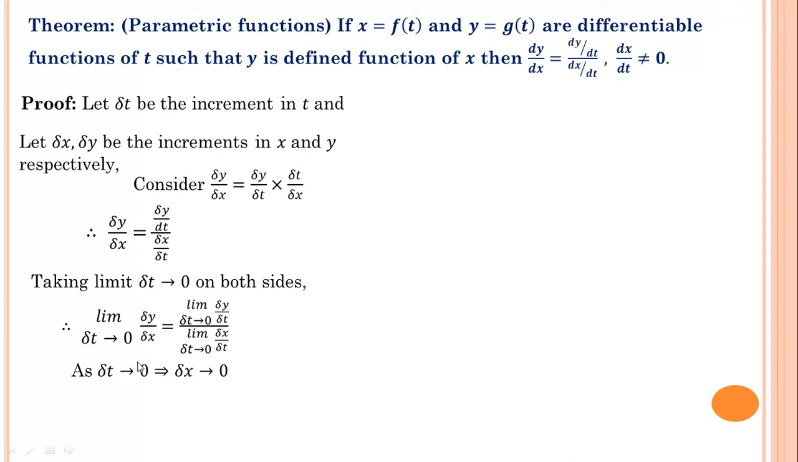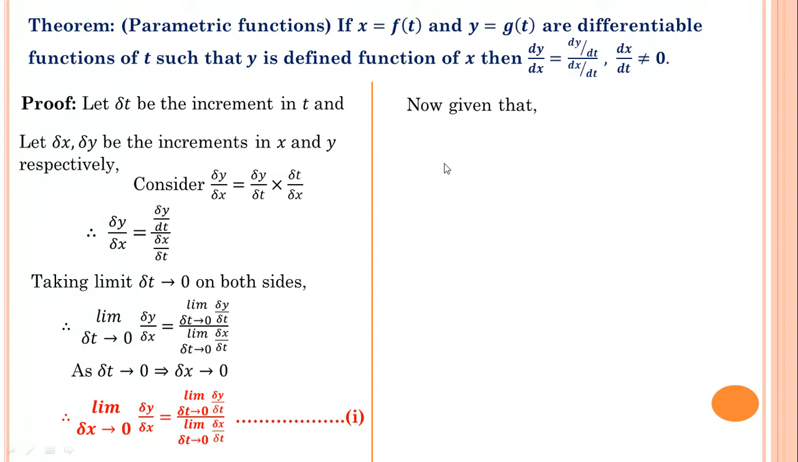So we can rewrite LHS as limit delta x tends to 0 delta y upon delta x is equal to right hand side as it is, that is limit delta t tends to 0 delta y upon delta t upon limit delta t tends to 0 delta x upon delta t. So say this is equation number 1, and this is a very important equation.